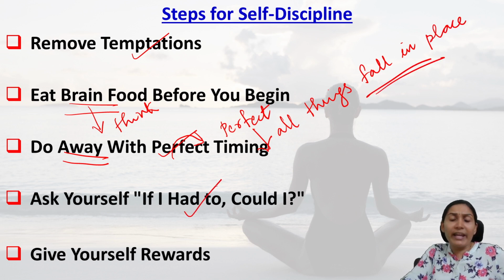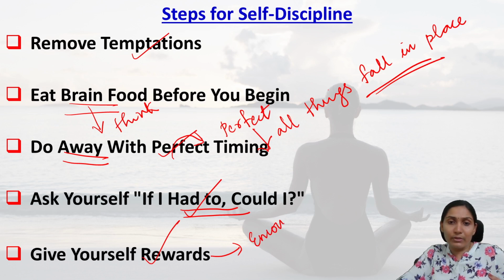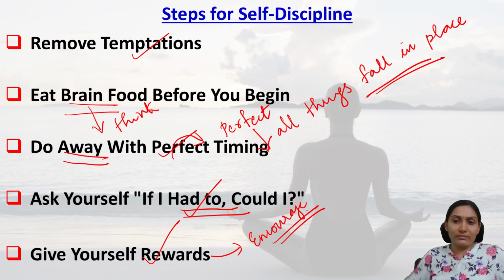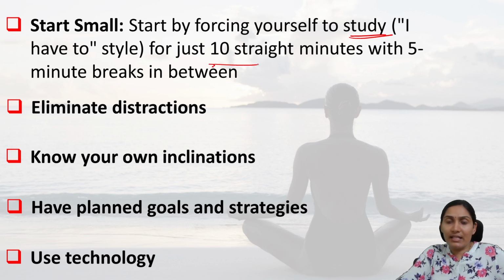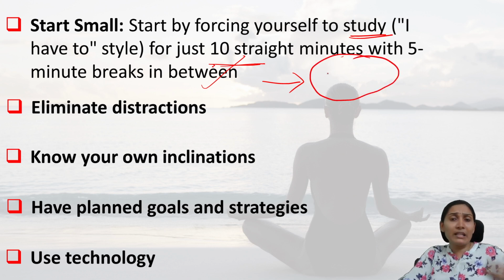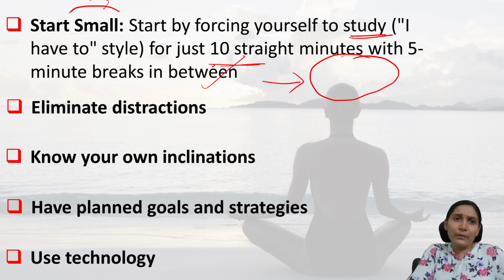Ask yourself, if I had to, could I? And give yourself rewards, which means you have to encourage yourself. So these are some of the steps. And start small. Start small means maybe start by forcing yourself to study for just 10 straight minutes with 5-minute breaks in between. If you are targeting something that you haven't done earlier, initially you may have that difficulty, so you can start with micro targets.